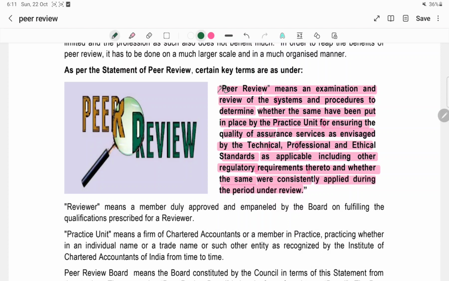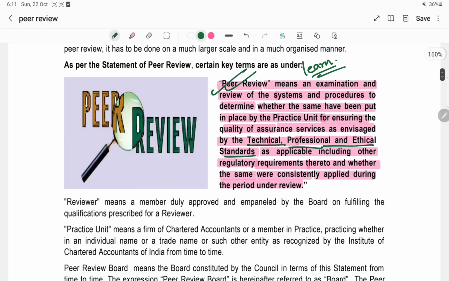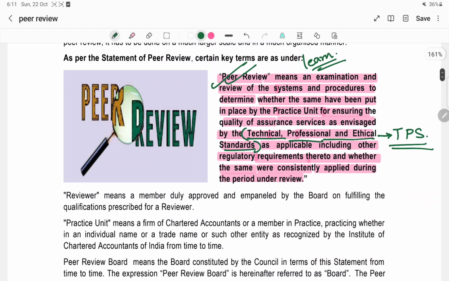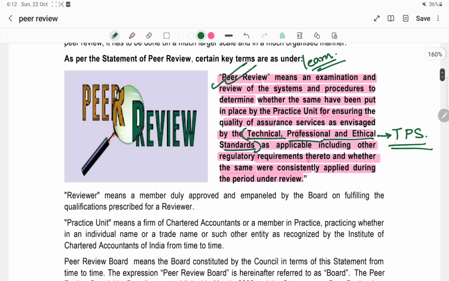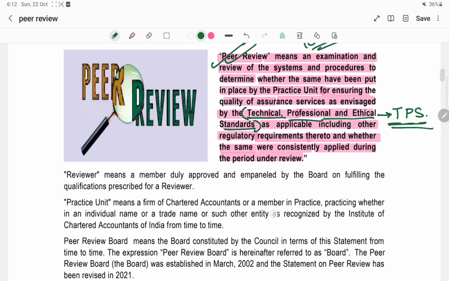So this complete definition you have to learn. Just do the ratification of this. Here, as you can see, technical, professional and ethical standards. In this chapter, everywhere you will find these three words. So while revising, you can revise them as TPS, so that it will be very familiar and easy to revise. T for technical, P for professional and S for standards. So technical, professional and ethical standards, everywhere these three words will come.